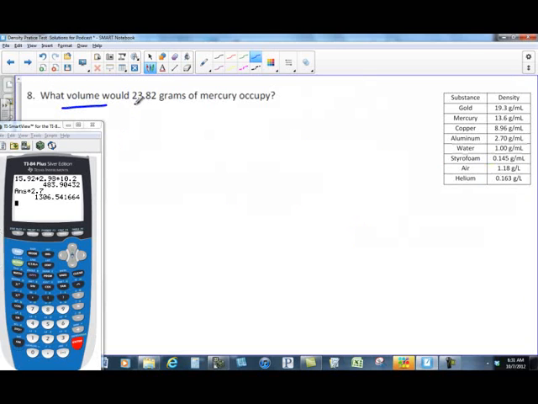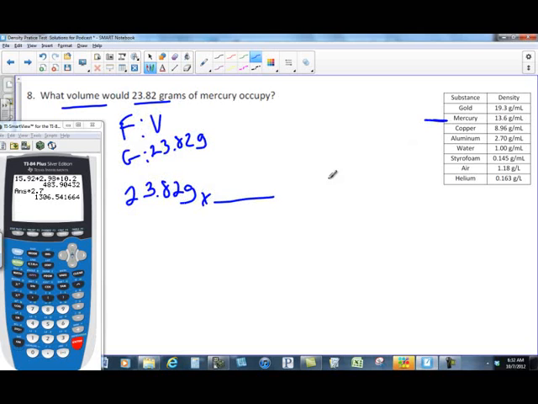What's the volume of 23.82 grams of mercury? So I'm trying to find volume, and I am given 23.82 grams. Now I also know the density of mercury given right here. Pretty straightforward when you use factor label, 23.82 grams. And what I know is there are 13.6 grams. I want the grams down here so it cancels grams in 1 milliliter.